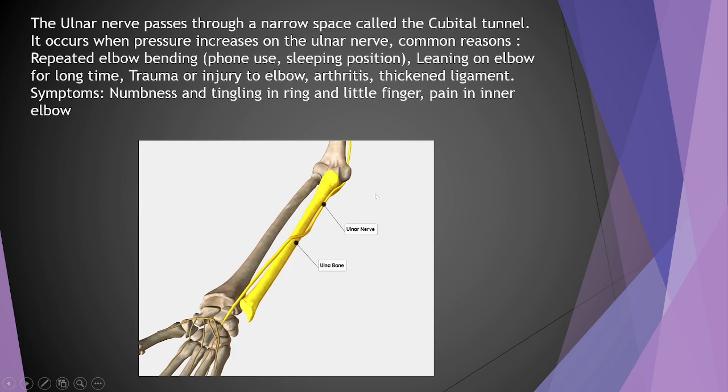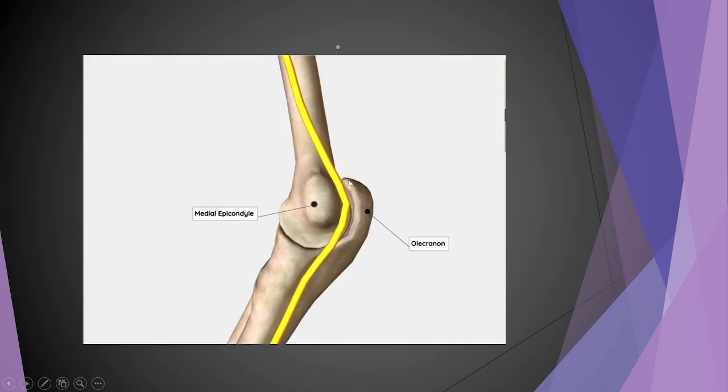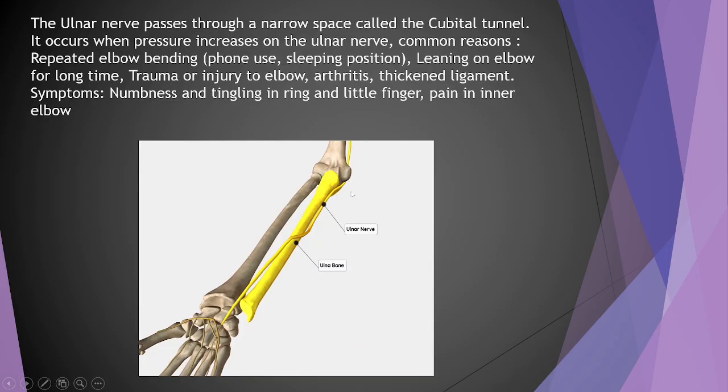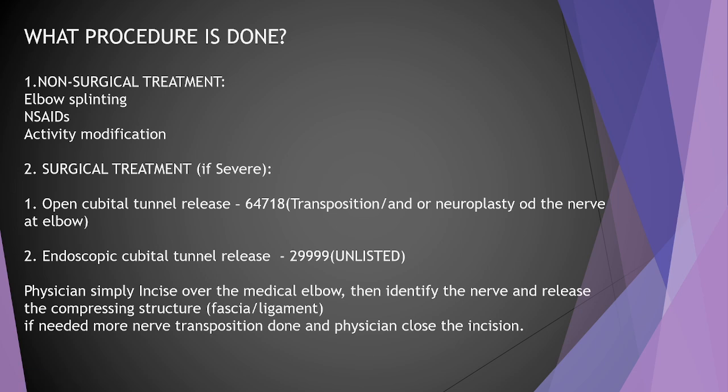The symptoms are numbness in the ring finger and the little finger, pain in the inner elbow, and tingling. Here are the ulnar nerve and ulna bone. The upper bony part is the olecranon and the lower is the medial epicondyle. Between that space is the cubital tunnel. When there is compression, the ulnar nerve gets compressed, causing tingling and numbness in the little and the ring finger. So what is the treatment?